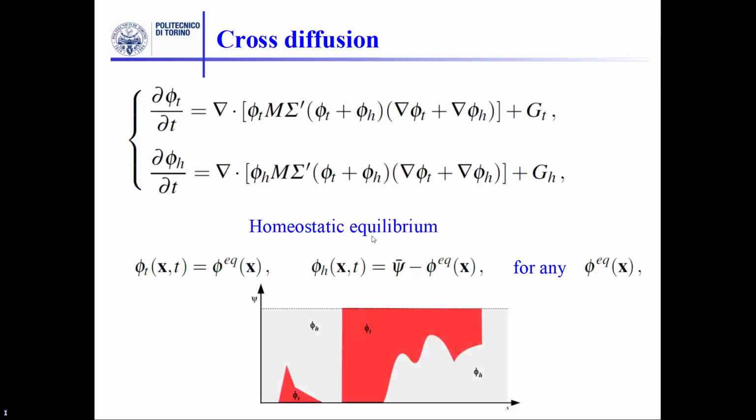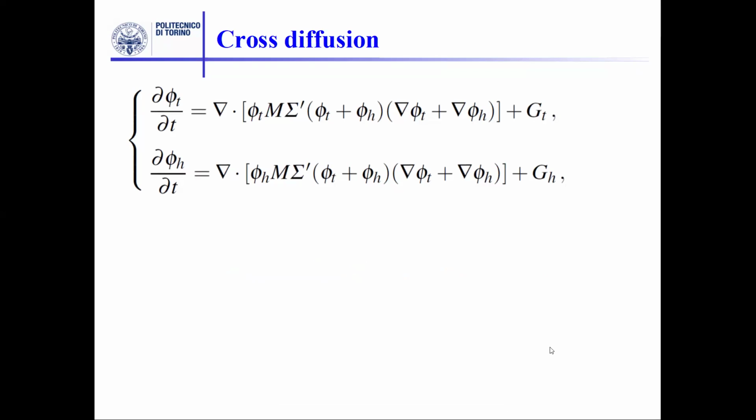Okay? This is a particular feature because, for instance, if you have a solution, any distribution of Pt and a distribution of Ph which is complementary to a constant, so it's C bar, some constant minus Pt of X, this is an equilibrium, okay? Because the gradient of the sum of the two is just the gradient of a constant and nothing moves. So the solution can be any distribution of Pt plus Ph. Okay, this is one of the general features.